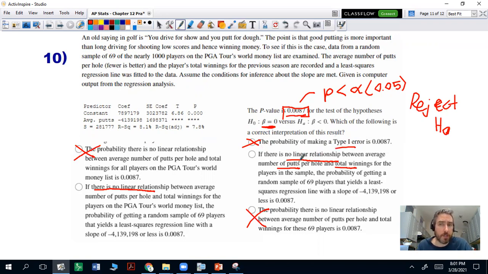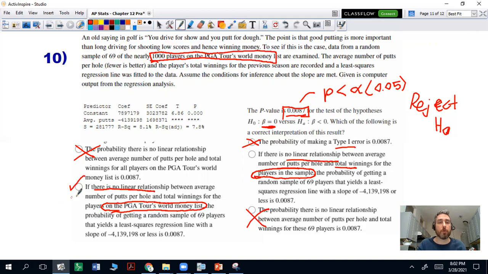If there is no relationship between average number of putts per hole and total winnings for the players in the sample, versus if there is no relationship between average number of putts per hole and total winnings for the players on the PGA Tour. Well, we're trying to make inference about a larger population. We're not just doing it for the players in the sample, we're doing it for everyone that we're trying to predict from. So the sample comes from that. So this is going to be the one you want.